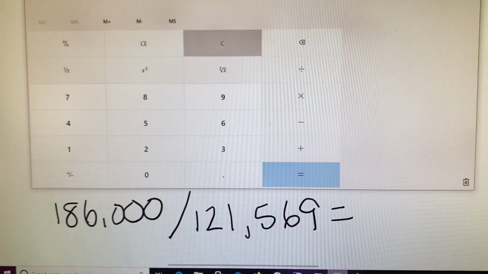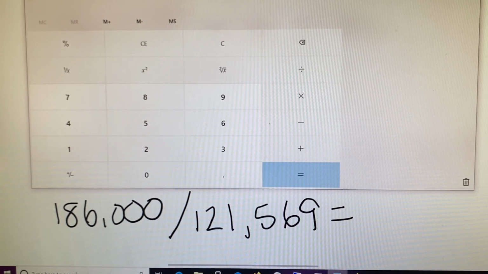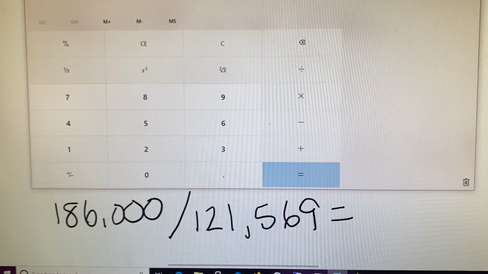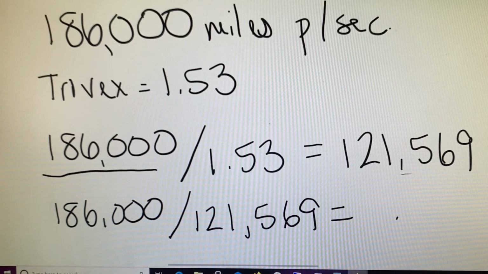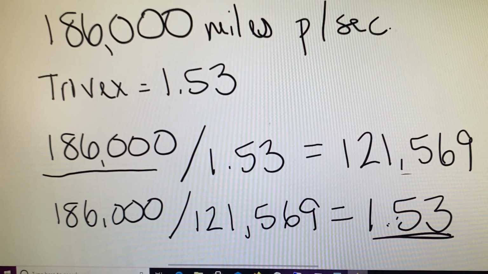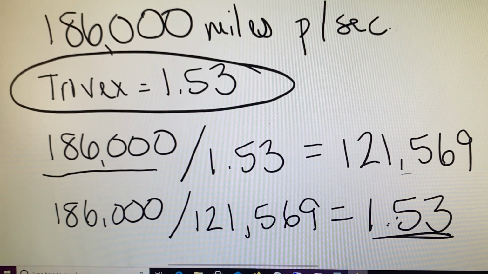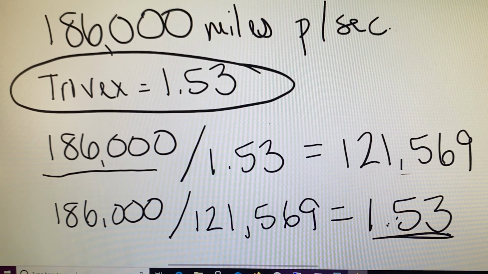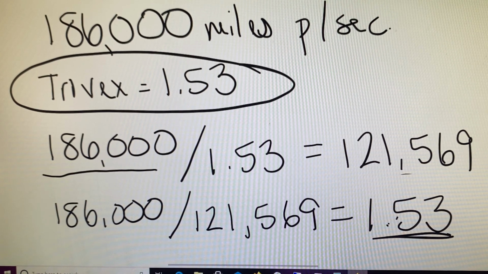We can do the same equation. So we do 186,000 miles per second divided by the speed of light in the material that we were given equals 1.53. And we know if the index of refraction is 1.53, we are talking about a Trivex lens. So regardless of whether we're given the index or the speed of light in the material, we can determine what material they are talking about.